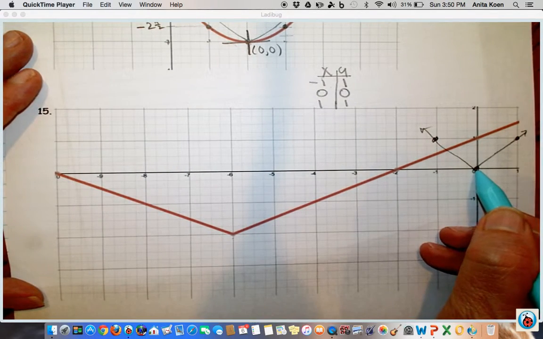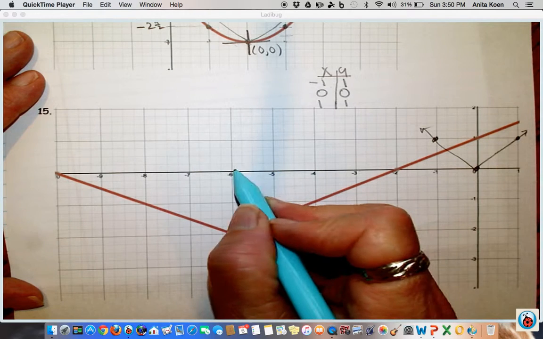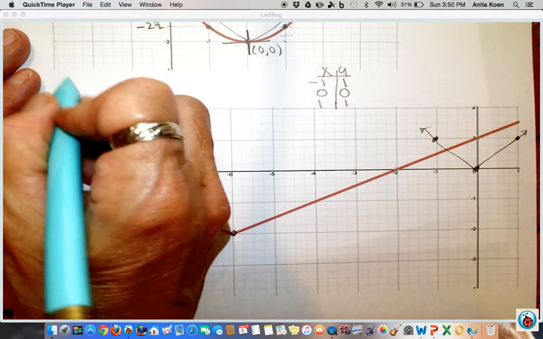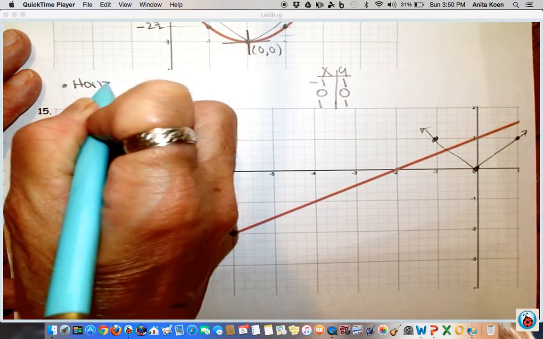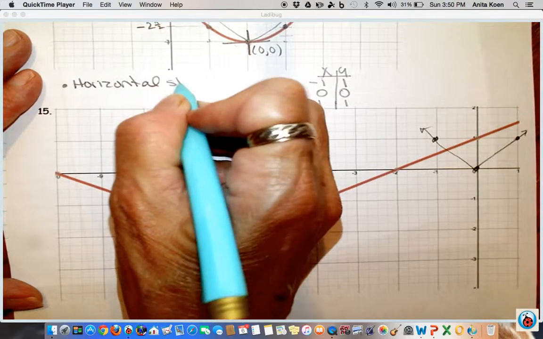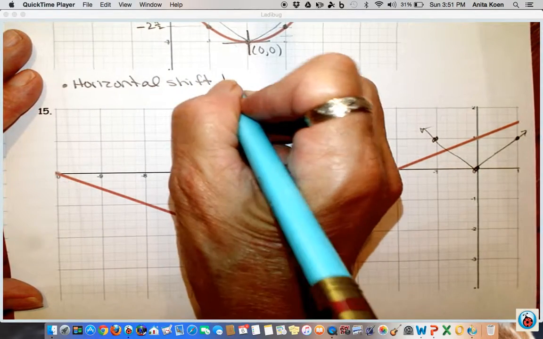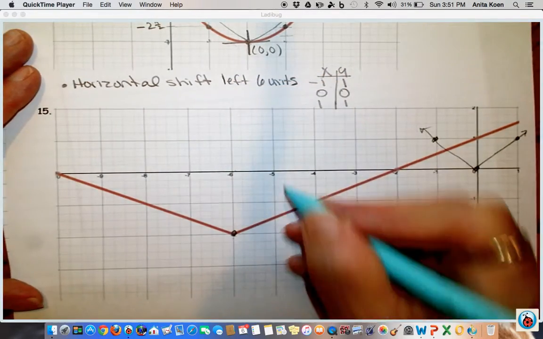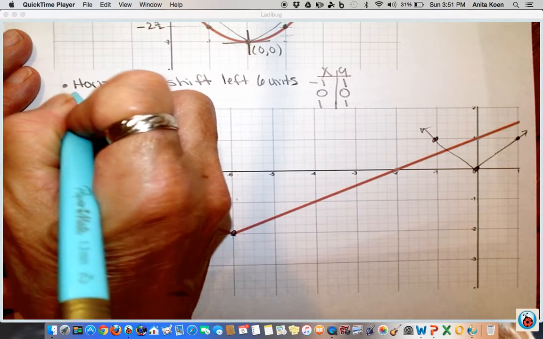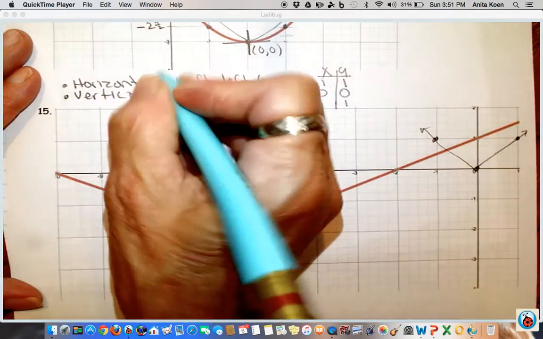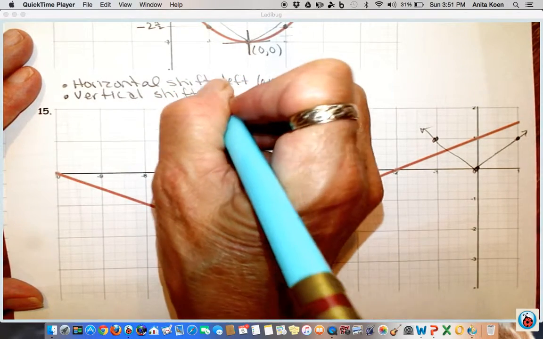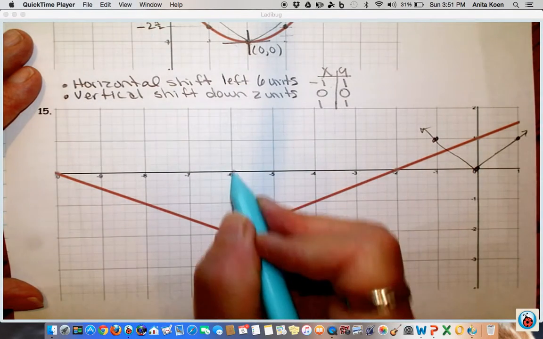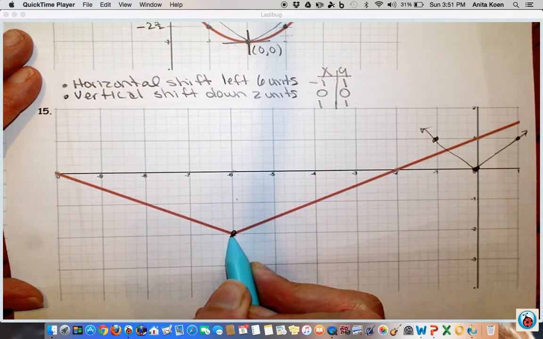Okay, so let's look for the shift. We go 1, 2, 3, 4, 5, 6, because we're trying to go from this point to this point. So 6 to the left. So that's a horizontal shift, left 6 units. And then we went down 2, so that's a vertical shift, down 2 units. Okay, so we went left 6, down 2 to get from this point to that point.